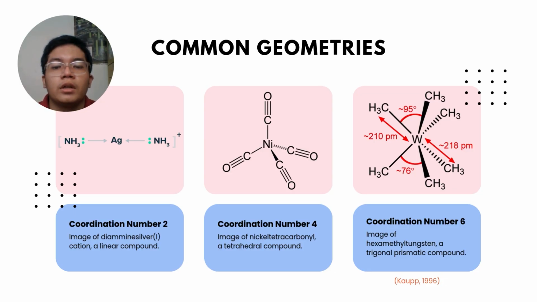Octahedral geometry is the most common for coordination number 6, with ligands at 90 degrees adjacent and at 180 degrees on opposite sides of each other. An example of an octahedral compound is the hexacyanoferrate(II) ion with 6 cyano groups attaching to iron, according to an article from Kaupp of 1996.